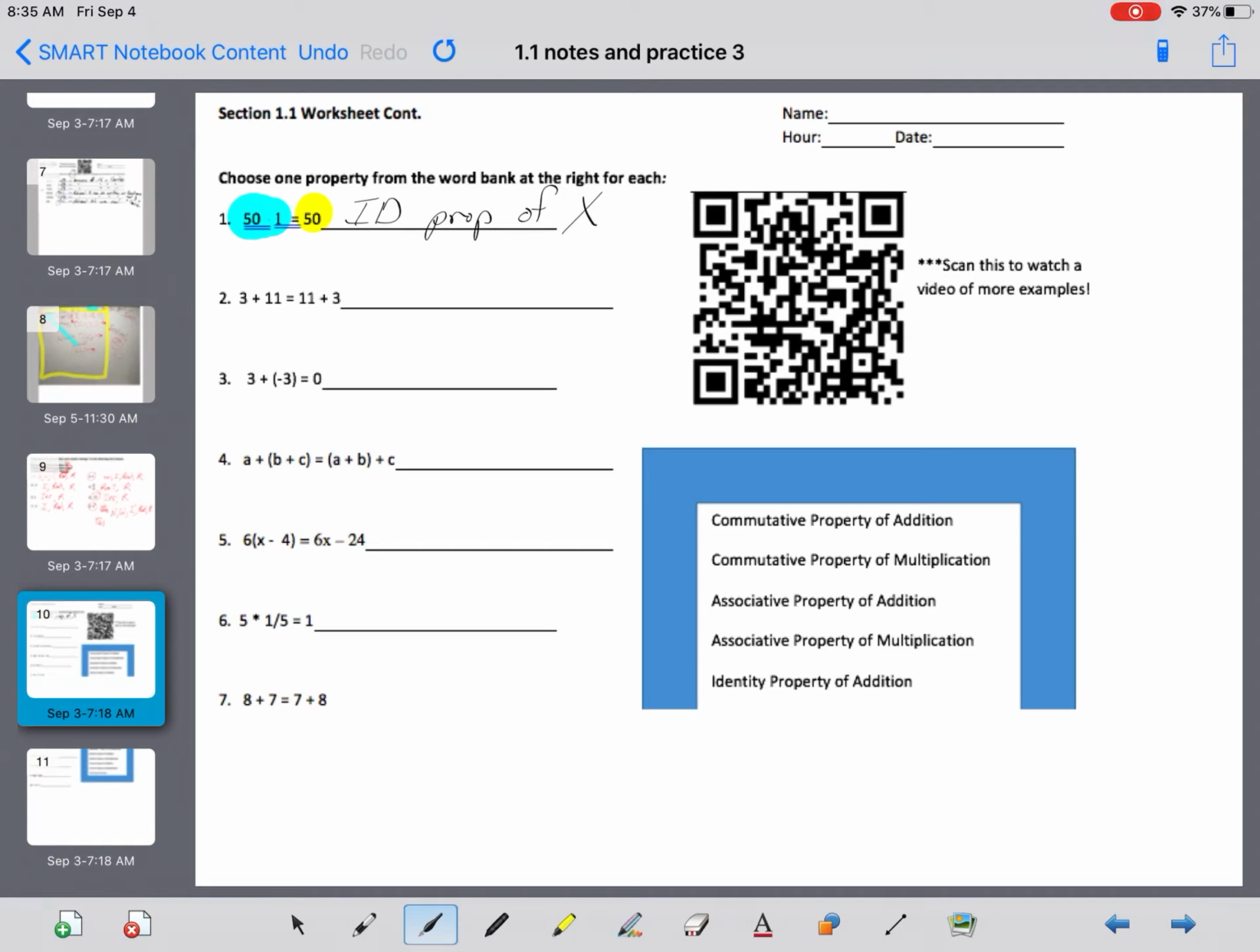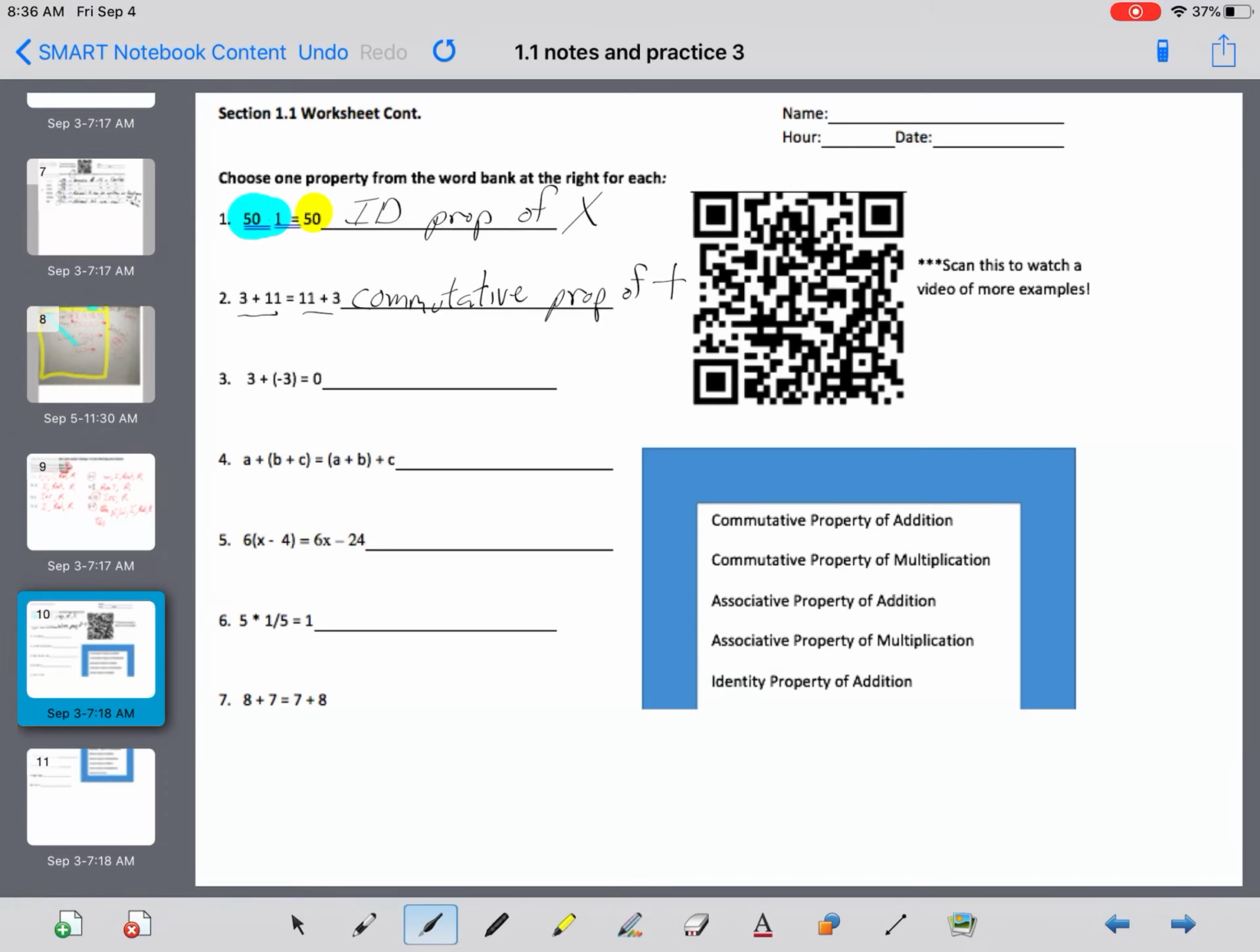Number 2, what changes between the left and the right side of the equal sign? Well, it's the same numbers being added, they're just switched in order. And so when it's two things that are being switched, it's the commutative property of addition, which is the case here. If there were 3 or more things being switched with the order of addition or multiplication, it'd be associative. So this is the commutative property of addition.